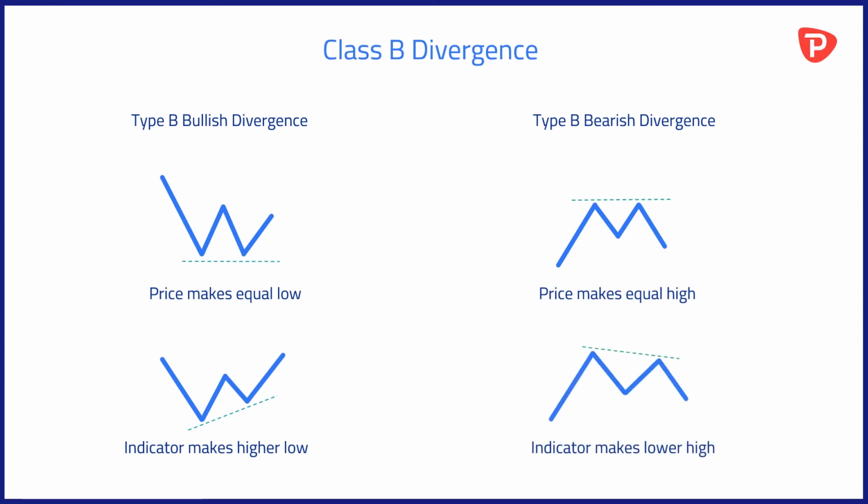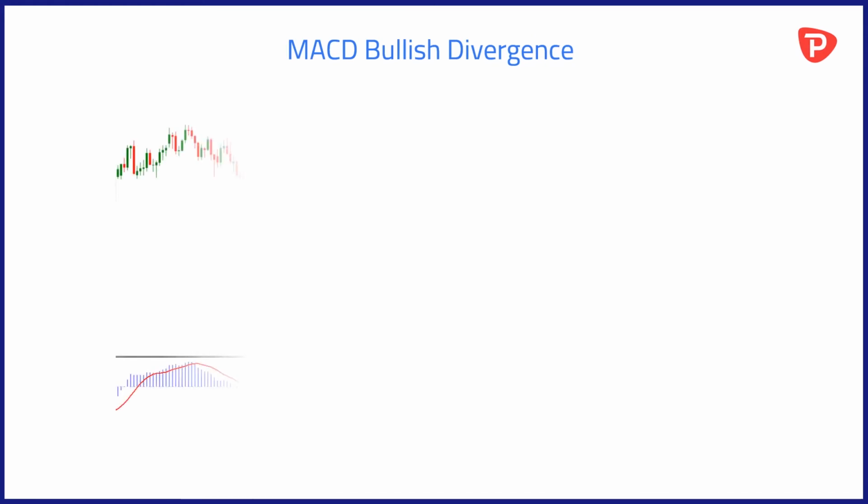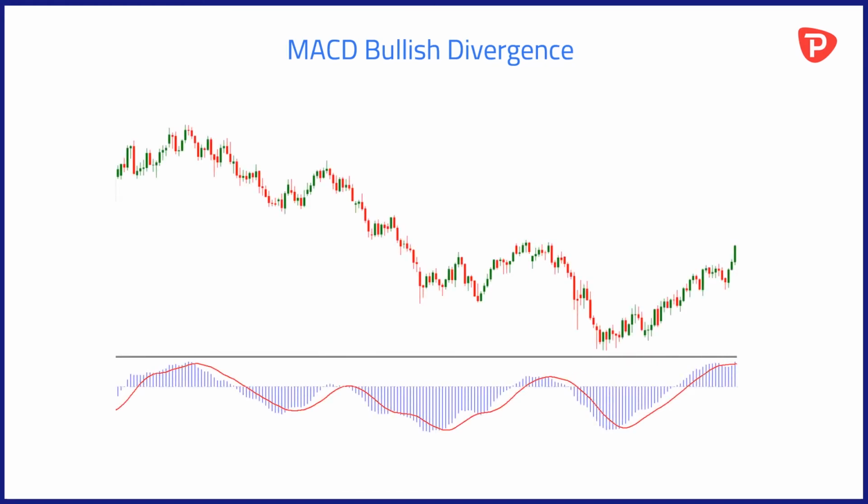The chart that we can see here on the screen displays a real example of Class B bullish divergence in action. There is a downtrend in motion with a series of lower highs and lower lows. The MACD indicator is following the price action down and consistently getting lower as price does. When price made an equal trough, the MACD indicator failed to make a new low, highlighted by the two dotted lines.